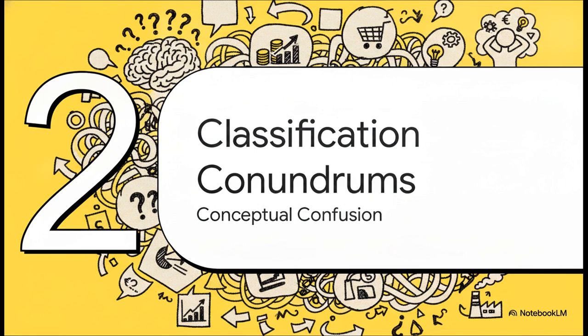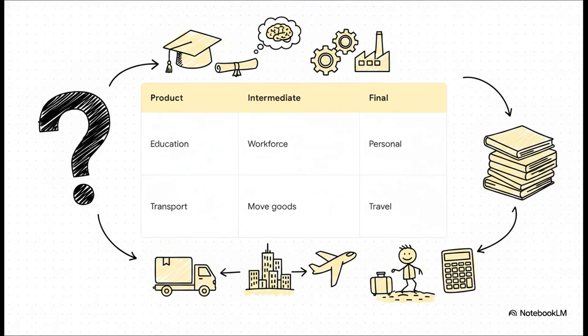Moving right along to Section 2, Classification Conundrums and the deep conceptual confusion that comes with them. National income accountants are often surprisingly unclear about how to categorize certain services. Take education, for example. Is it an intermediate product? Well, you could absolutely argue it's an input that's necessary to create a capable future workforce. Or is it a final product consumed purely by the individual for their own personal betterment? The exact same logic applies to transport expenses. Is transportation an intermediate expense used simply to move goods to a market? Or is it a final service consumed when an individual just travels for leisure? This theoretical ambiguity creates some really deep conceptual confusion in our ledgers.